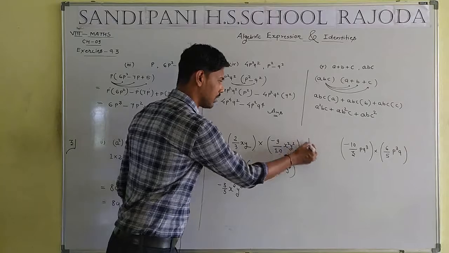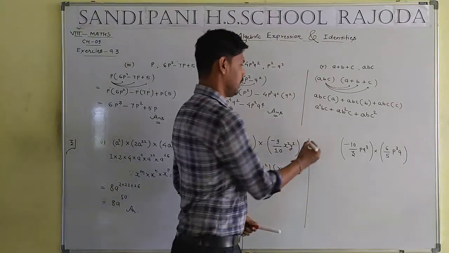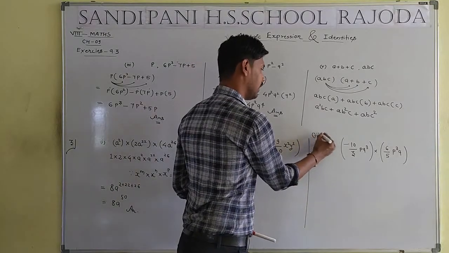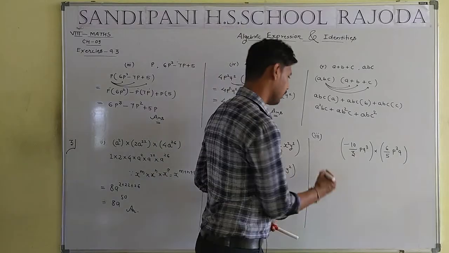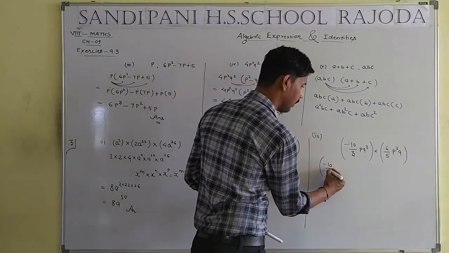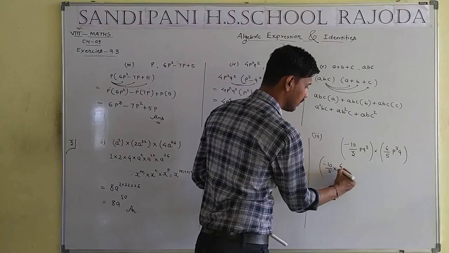Next question, question number 3rd of question number 3rd. Student, we have to multiply these into this. We select the numbers in the first bracket, minus 10 by 3 into 6 by 5.